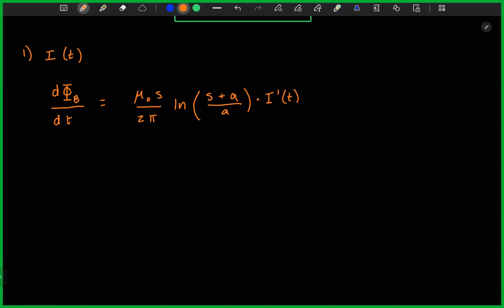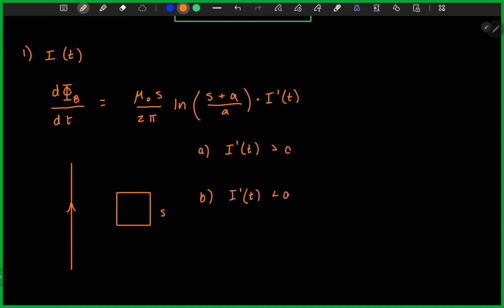So let's now consider the direction in which our EMF acts. We originally had a current which was going up and a square loop to the right of it with side length s. Let's consider two cases. Case A: suppose I prime of t is greater than 0, and case B: I prime of t is less than 0. Of course, if I prime of t is equal to 0, then we have no induced EMF.